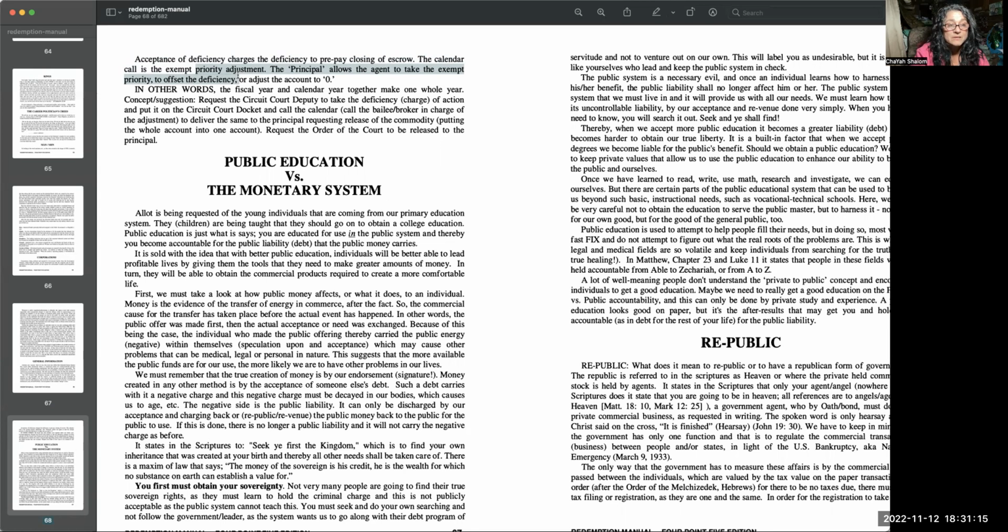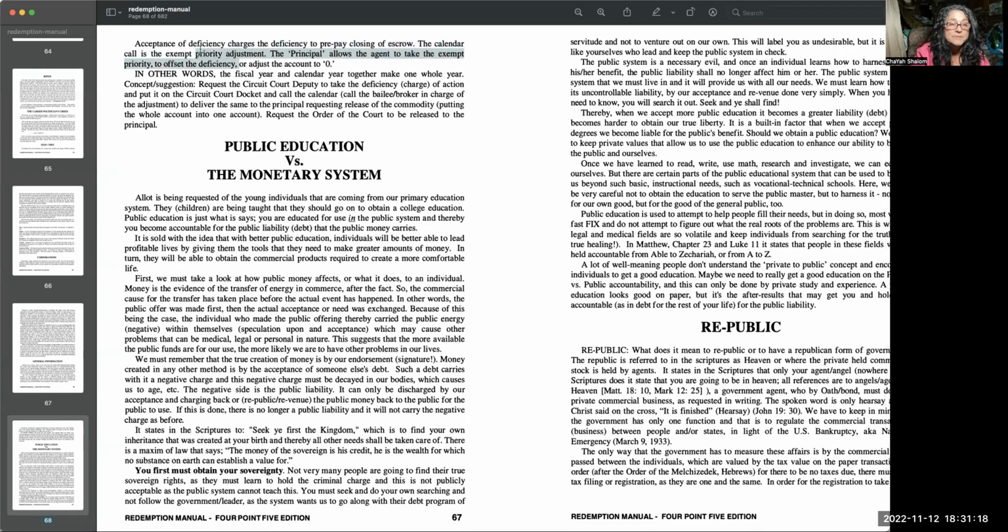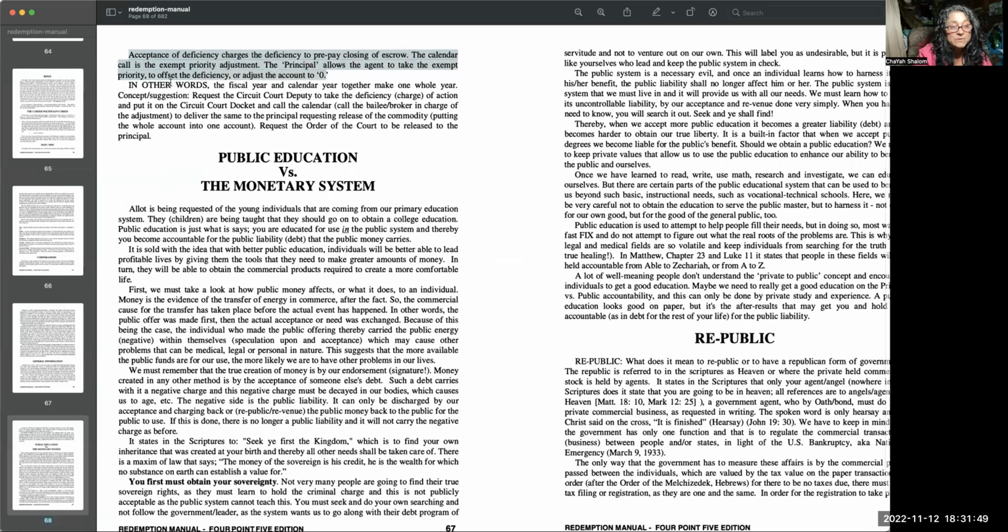Let me read that part again. Acceptance of deficiency charges the deficiency to prepay closing of escrow. The calendar call is the exempt priority adjustment. The principal allows the agent to take the exempt priority to offset the deficiency or adjust the account to zero. In other words, the fiscal year and calendar year together make one whole year.